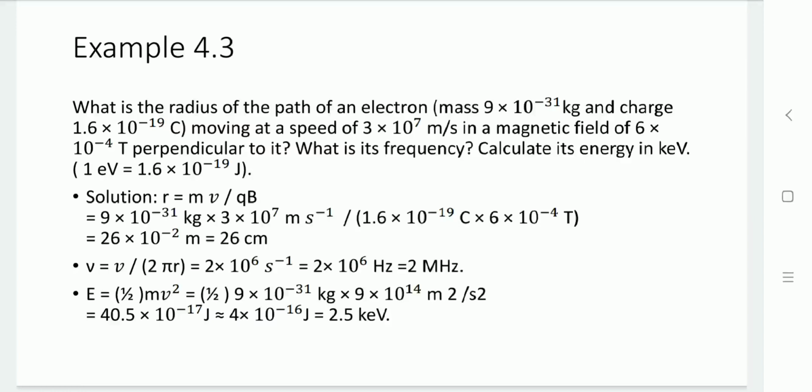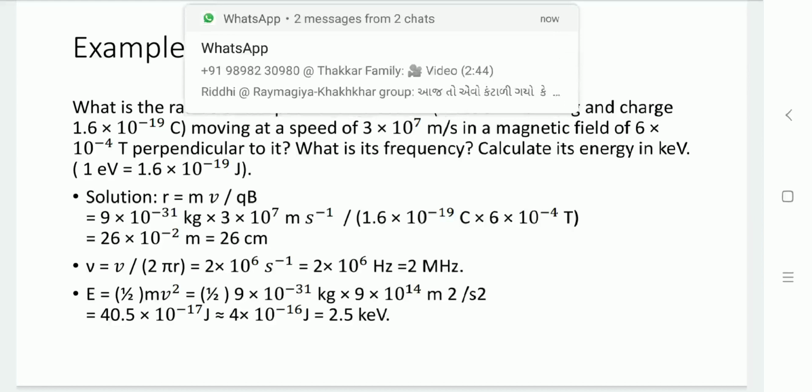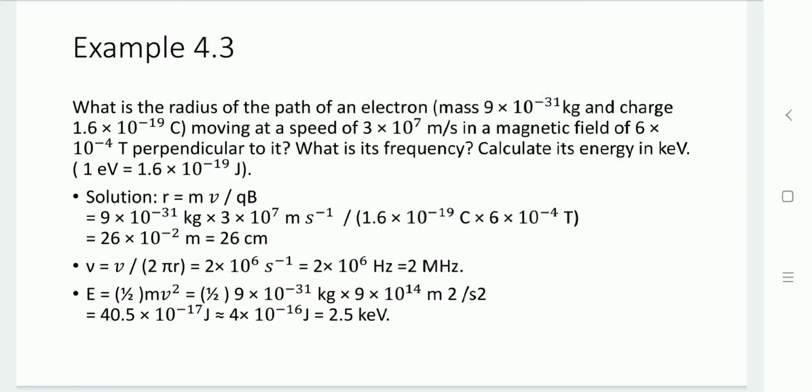So energy E is 1/2 mv square, that is 1/2 into 9 into 10 raised to minus 31 kilogram, and v square is 9 into 10 raised to 14 meter square per second square. So my equation becomes 4 into 10 raised to minus 16 joule. We can convert it into electron volt, so it would be 2.5 keV.